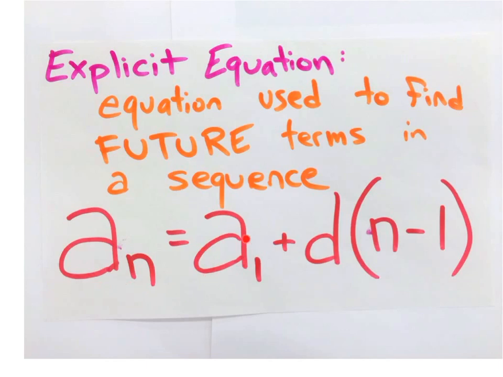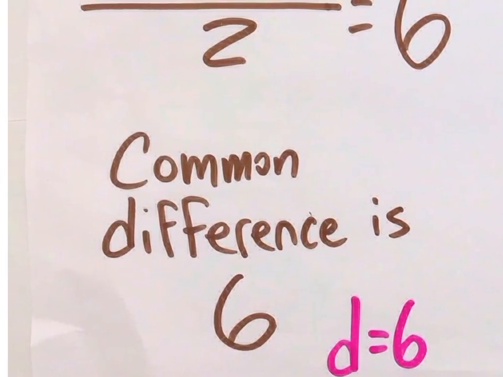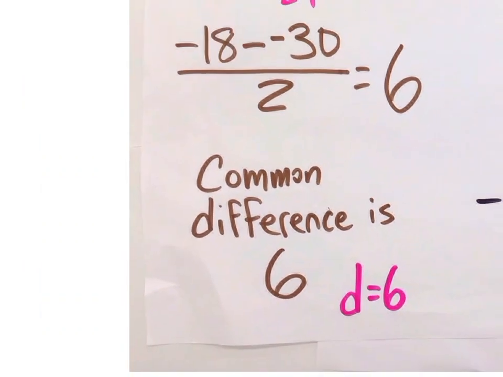A sub 1 is the very first term in the sequence. D refers to the difference between two terms. And n minus 1 is this original value, minus 1. So let's explore this further. To use the explicit equation formula, frequently the very first thing that we're going to need to find is the common difference. So let's review.